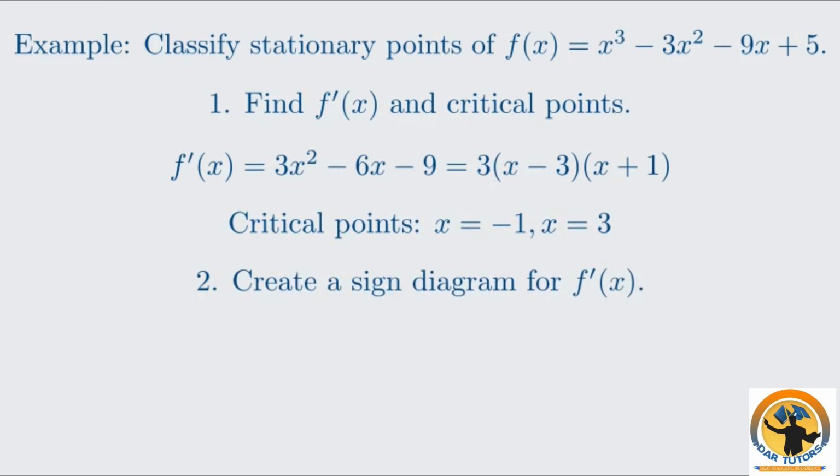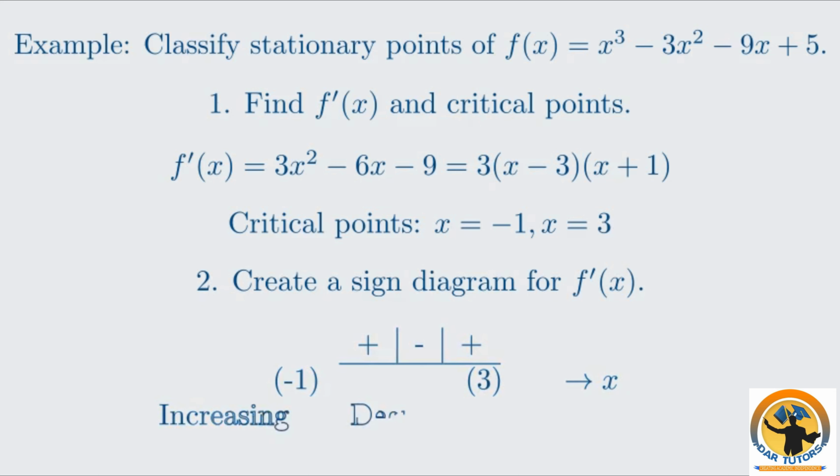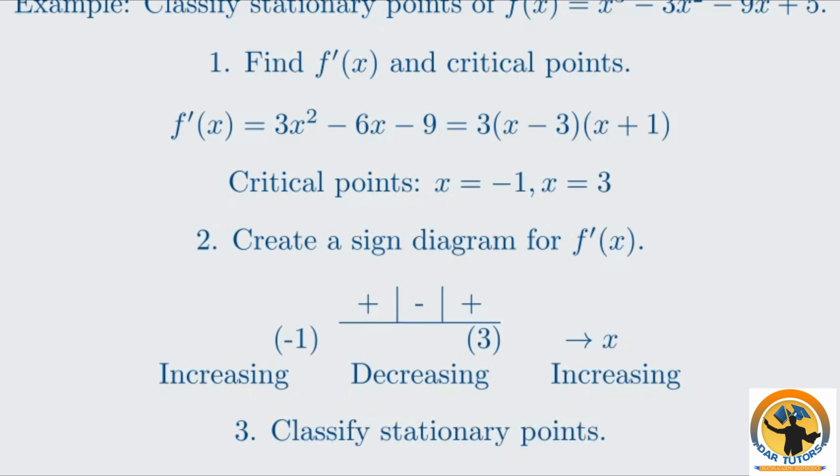Next, we create a sign diagram for f prime of x. We test values in the intervals around our critical points. For x less than -1, f prime is positive. For x between -1 and 3, f prime is negative. For x greater than 3, f prime is positive. Now we can classify the points.